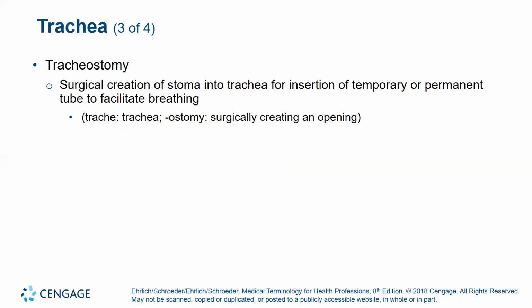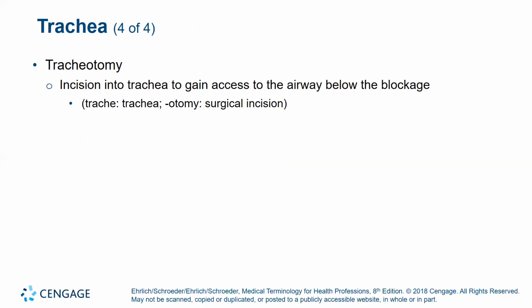So it's surgical creation of a stoma into the trachea for insertion of a temporary or permanent tube to facilitate breathing, a tracheostomy. We have tracheotomy. This is an incision of the trachea to gain access to the airway below the blockage.